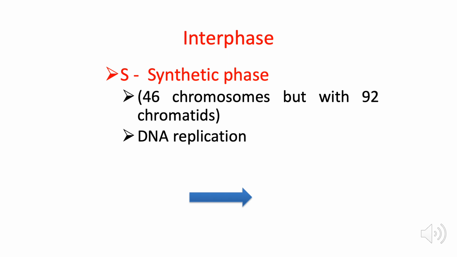G1 phase will be followed by the S phase, the synthetic phase. It is in this particular stage of interphase that DNA replication happens. Expect that the number of chromosomes will still be the same because we will base it on the number of centromeres, but expect that the chromatids will be doubled. That's why at this particular phase, you have a total of 46 chromosomes, but with 92 chromatids.